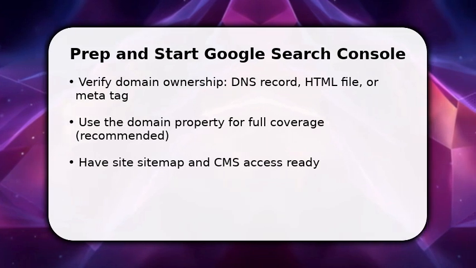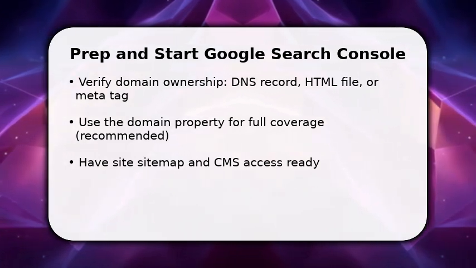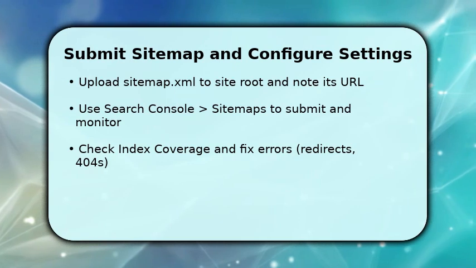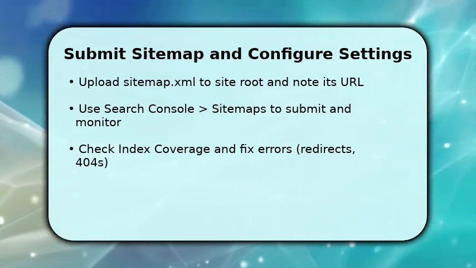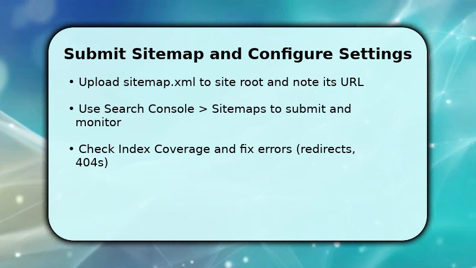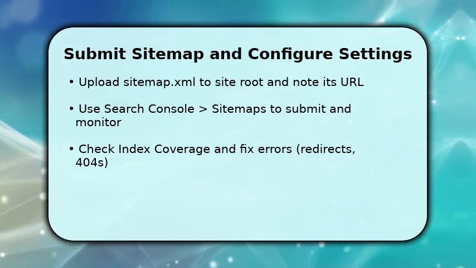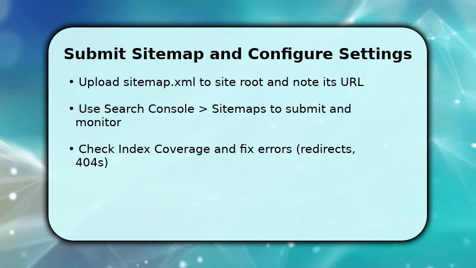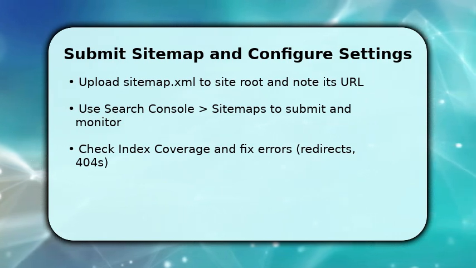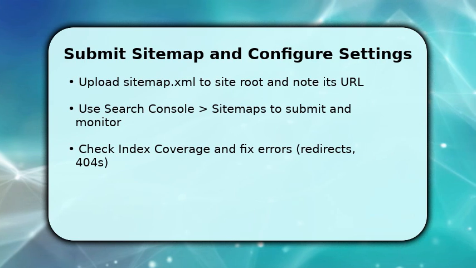Now submit your sitemap. Enter /sitemap.xml into the Sitemaps tool so Google knows your site structure and priority pages. Next, inspect key URLs with the URL inspection tool to request indexing for critical pages. Make sure canonical tags, hreflang, and structured data are correct. These elements guide Google's decisions.